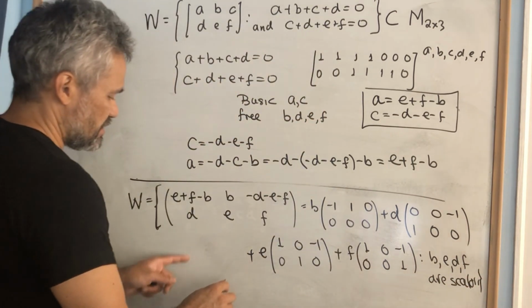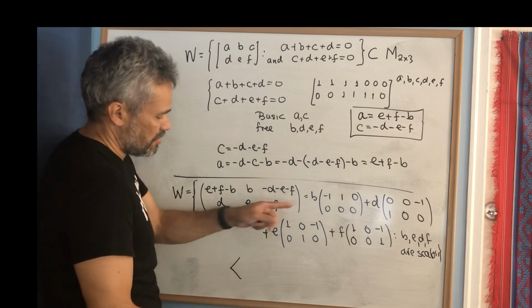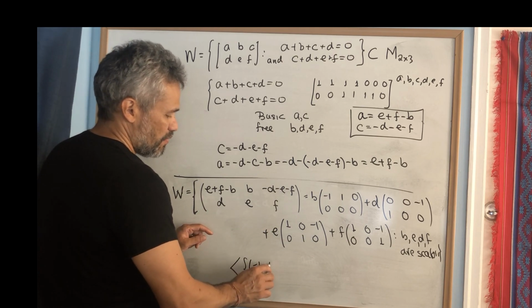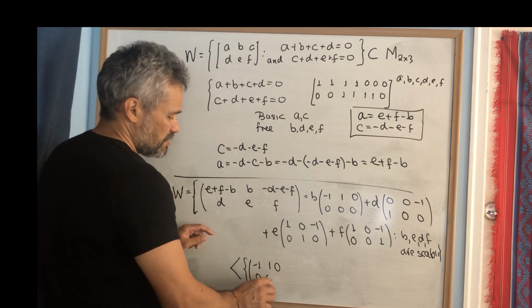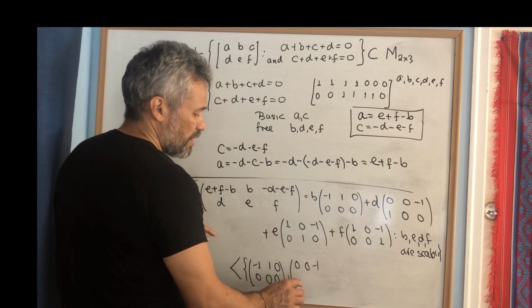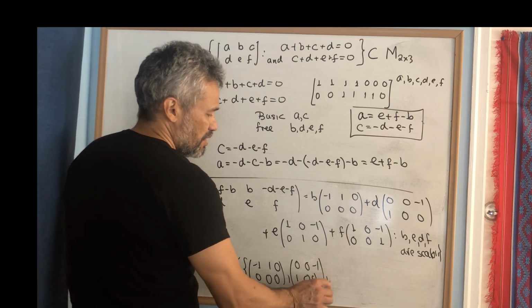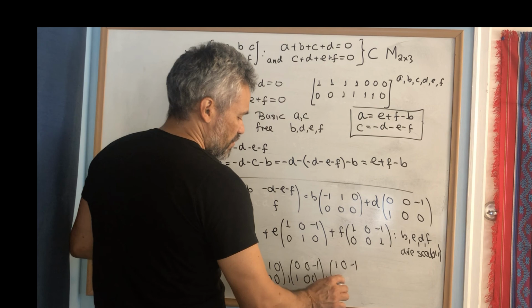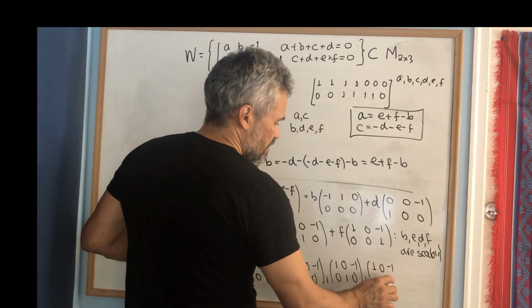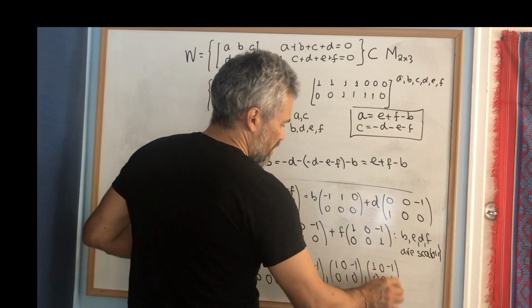But this is just the span of these matrices: negative 1, 1, 0, 0, 0, 0; 0, 0, negative 1, 1, 0, 0; 1, 0, negative 1, 0, 1, 0; and 1, 0, negative 1, 0, 0, 1.